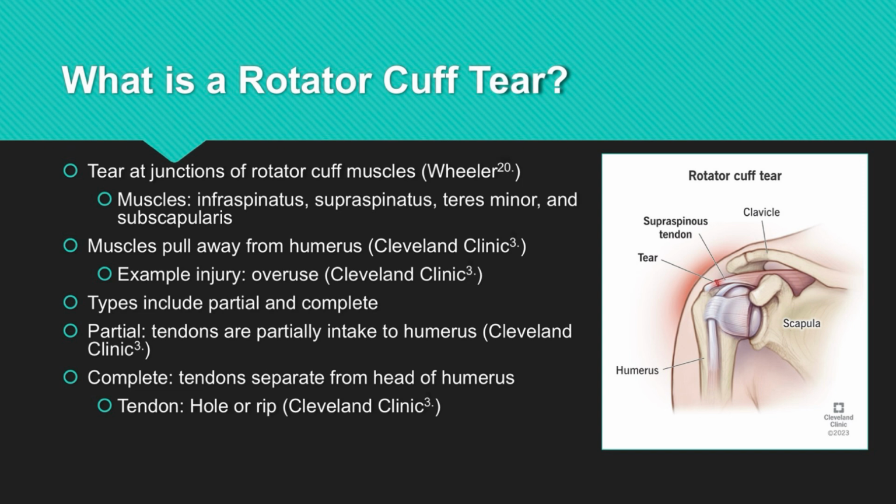And you have two types, a partial and a complete tear. A partial tear is when it's still somewhat intact to the humerus, and a complete tear is when it completely separates from the head of the humerus.